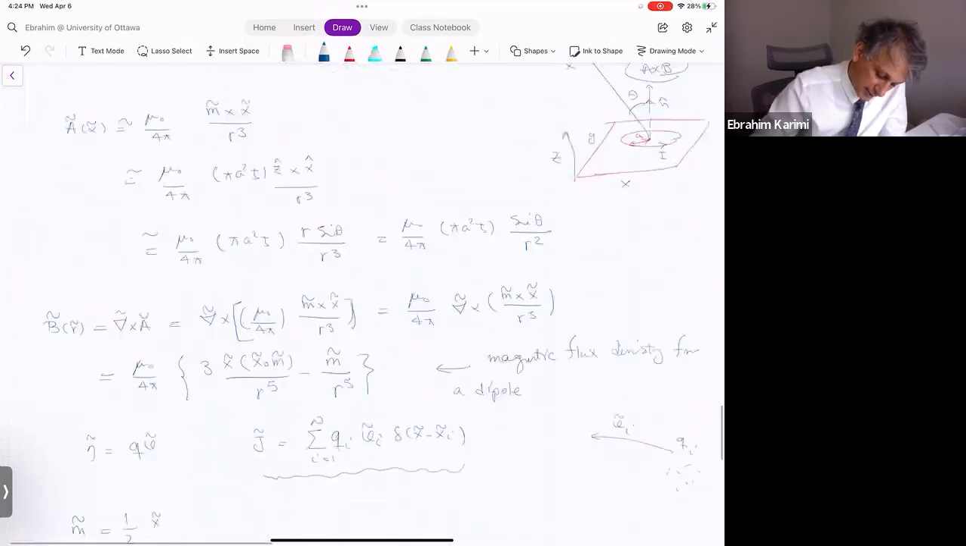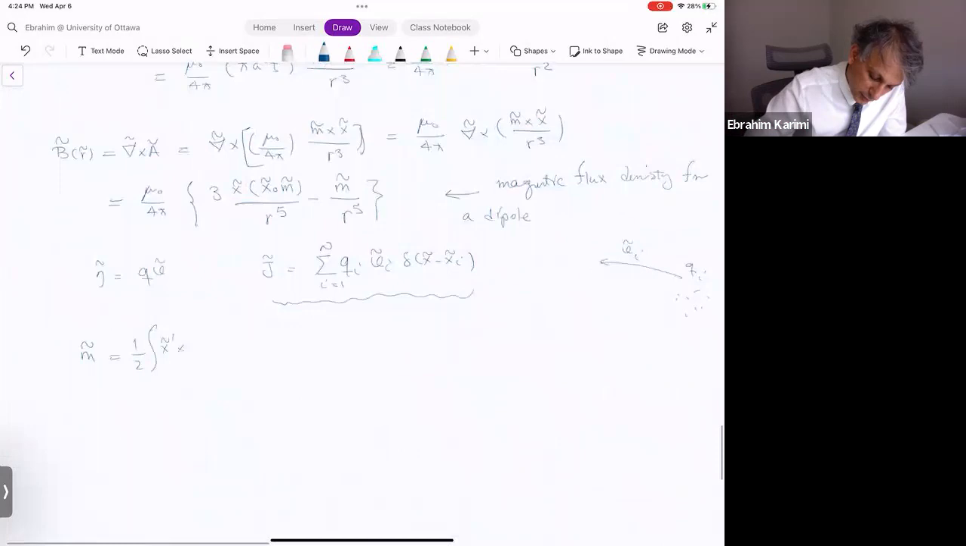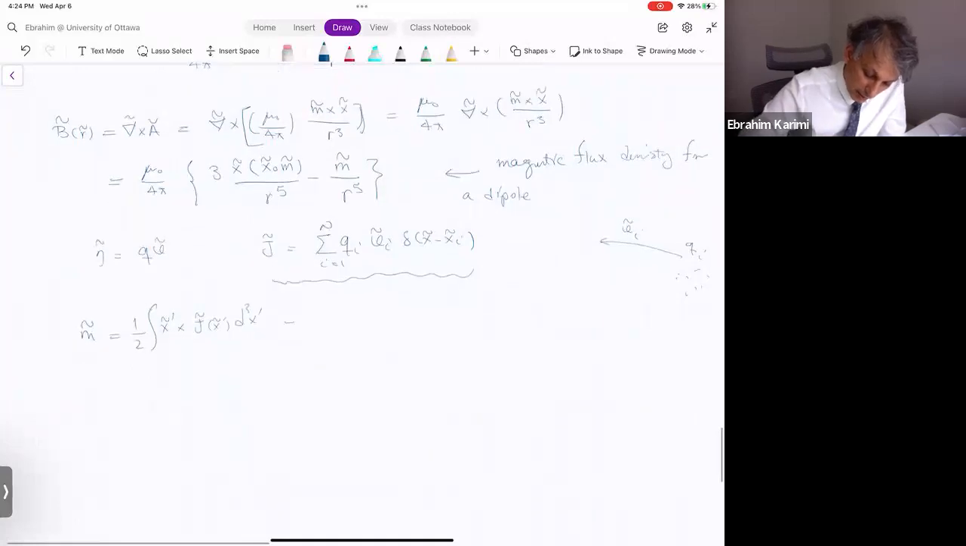1/2 of x prime cross j of x prime, d3 of x prime. So replacing here, we get 1/2 of the integral of x prime cross the summation of i from 1 to n of qi vi delta of x minus xi, d3 of xi. So that will be essentially the summation of i from 1 to n, and that will be indeed qi xi, which will be replaced, multiplied by vi.